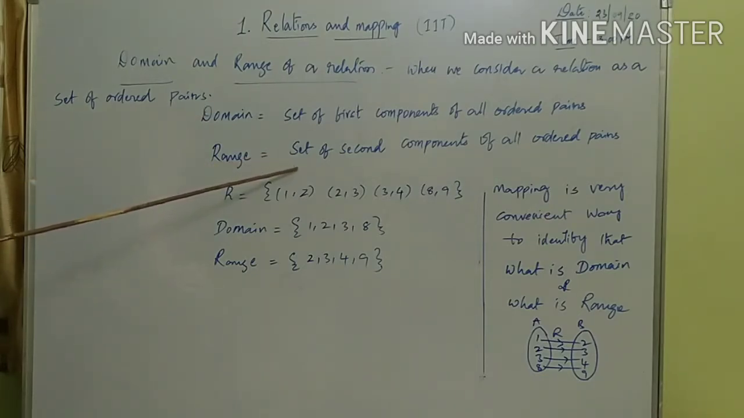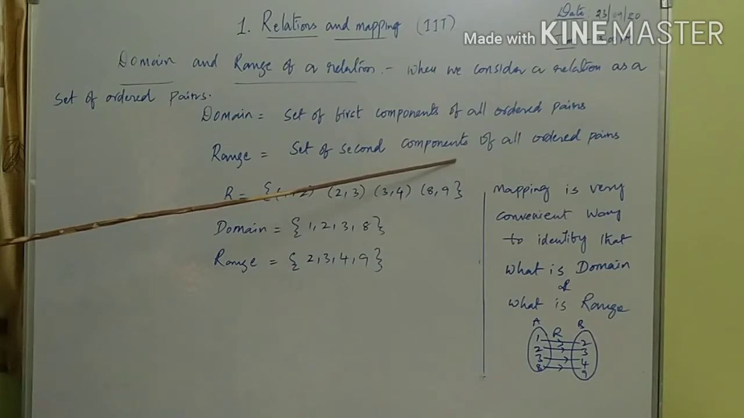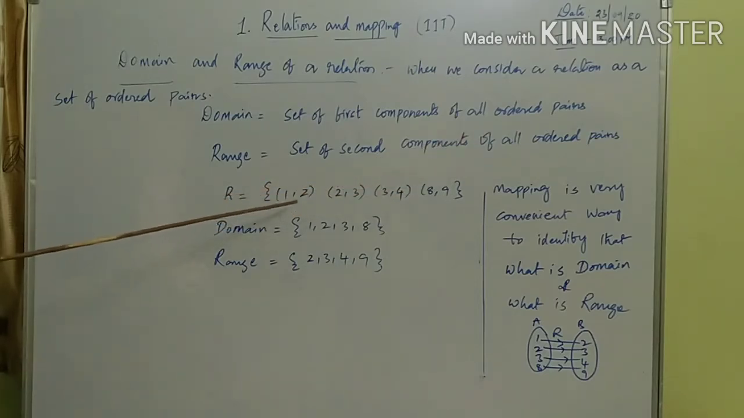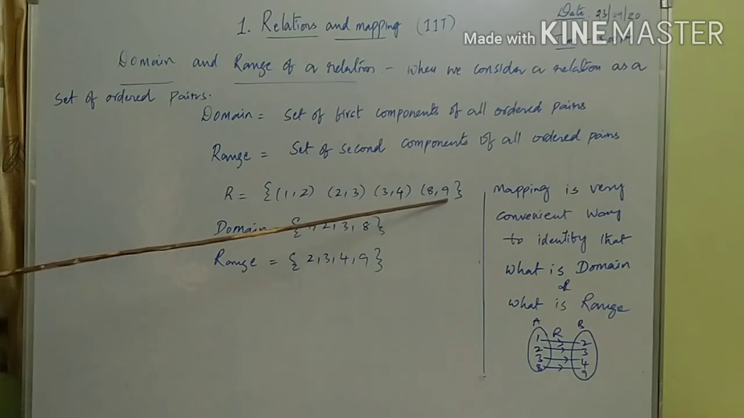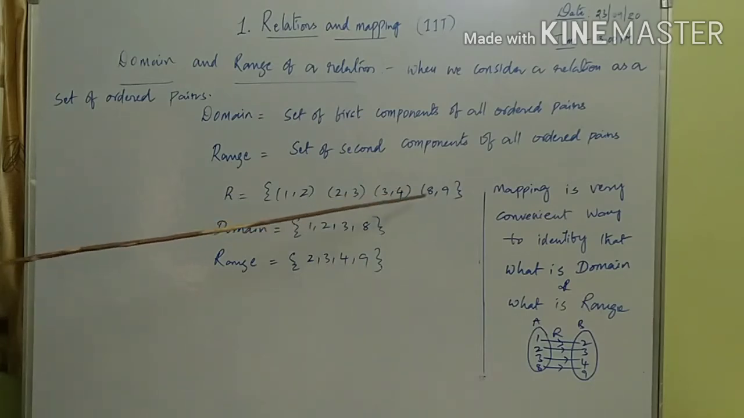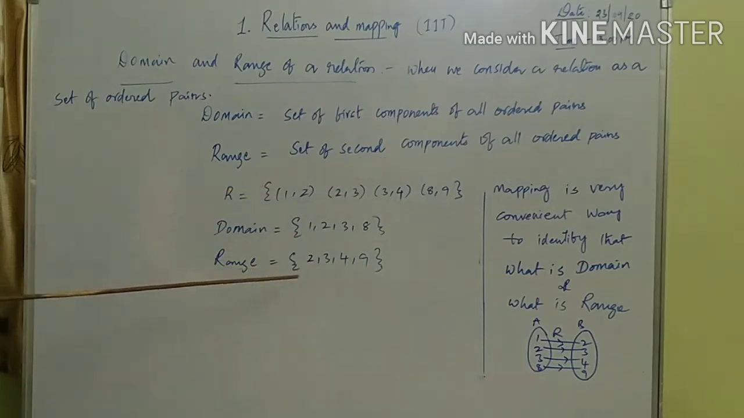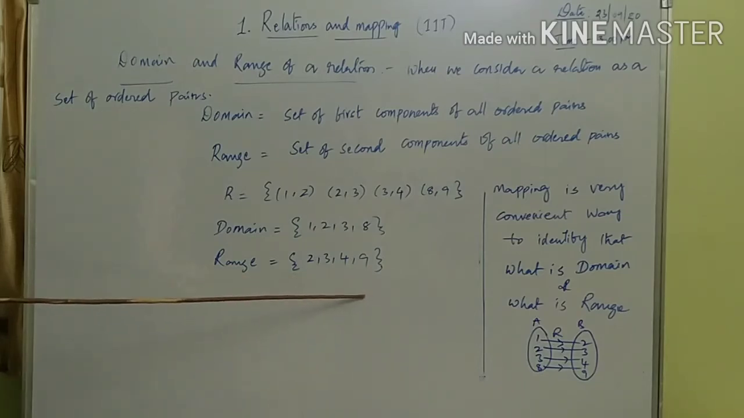Range is nothing but the set of second components of all ordered pairs. Here the second components are 2, 3, 4 and 9. These are only second components, so we can call these the range. So range is equal to 2, 3, 4 and 9.